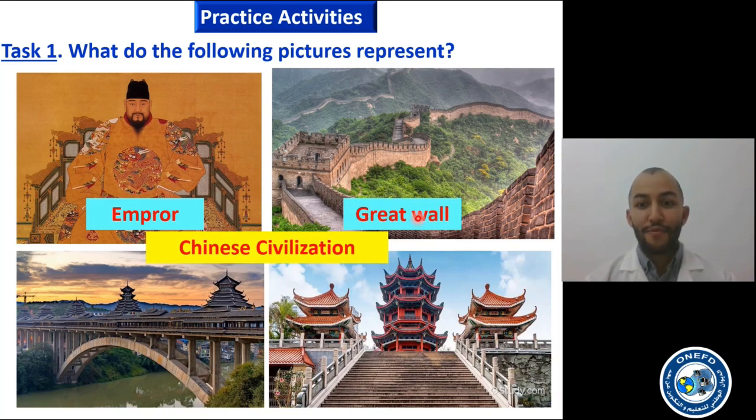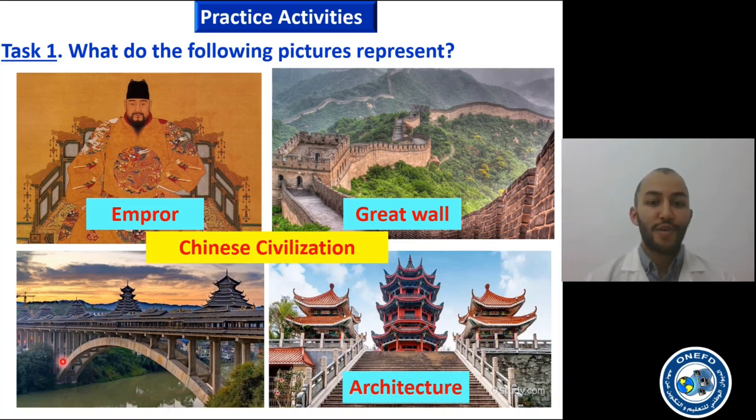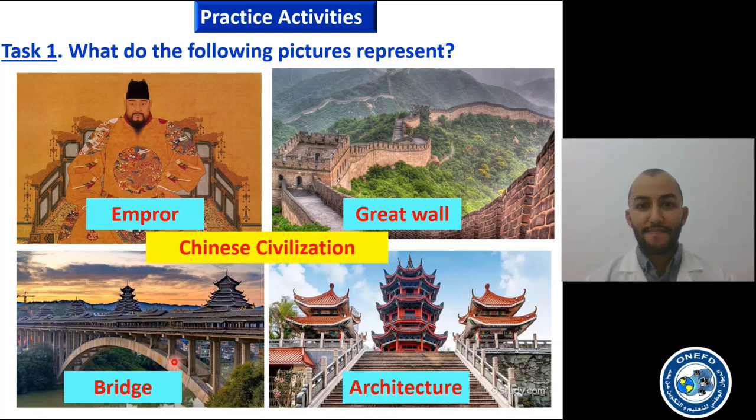Okay. Number 3. What do we have here? Yeah, it is the architecture. Okay, a Chinese architecture. What about the last one? Look at this. How do we call that? This construction. This is absolutely a bridge. Okay. All right. Okay, well done. So let's go to the next activity.